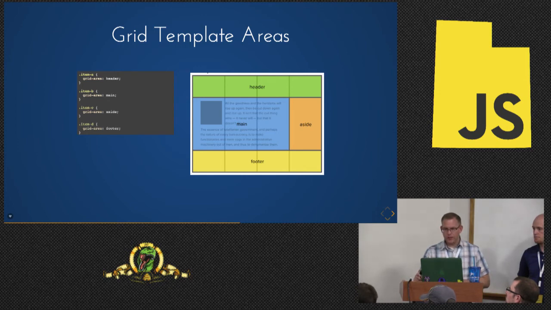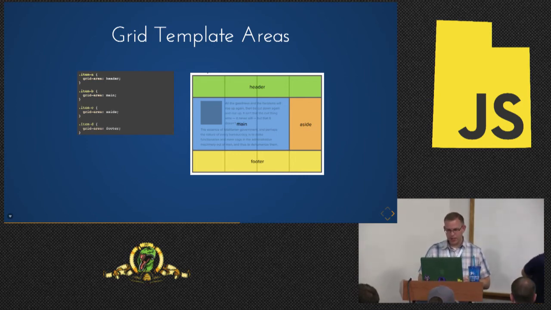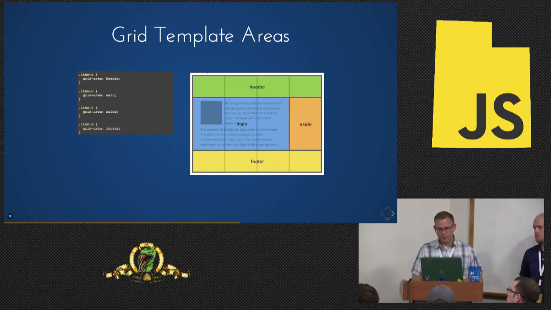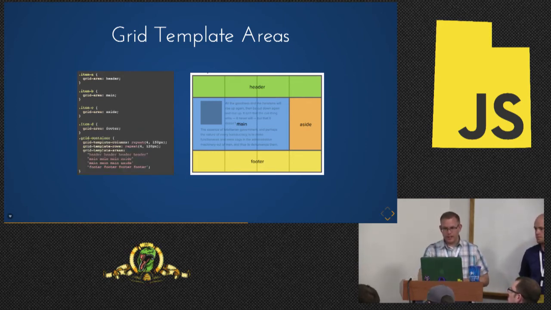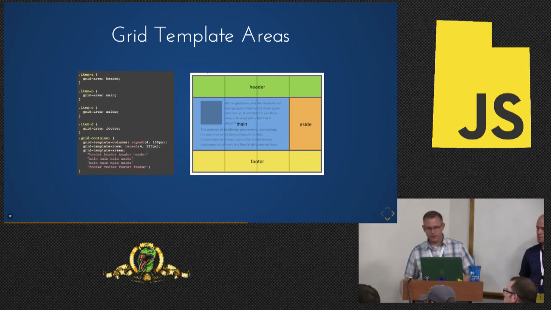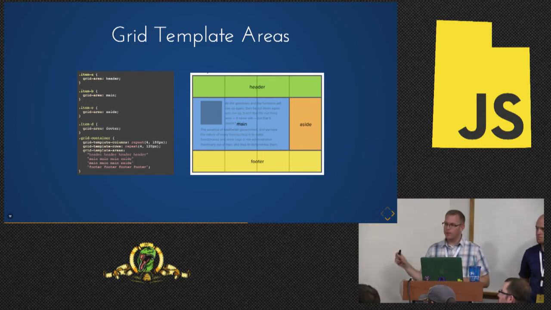Another way that you can position your items is by giving them a grid area name. I like to think of it as kind of a placeholder name that represents the item itself. So we have header, main, aside, and footer. And now we can use the grid-template-areas property within the grid container.